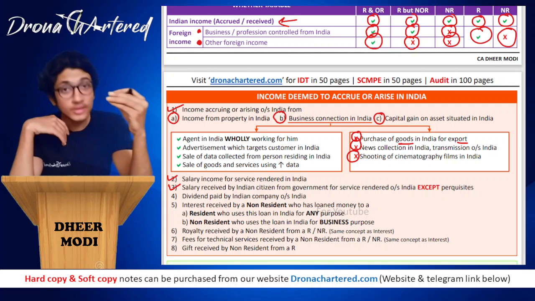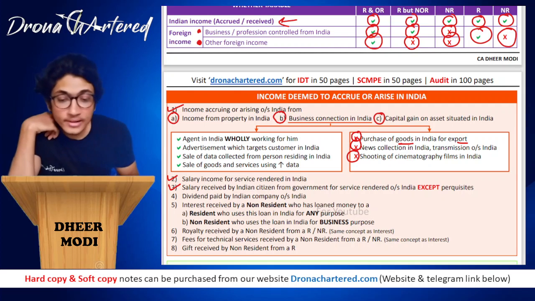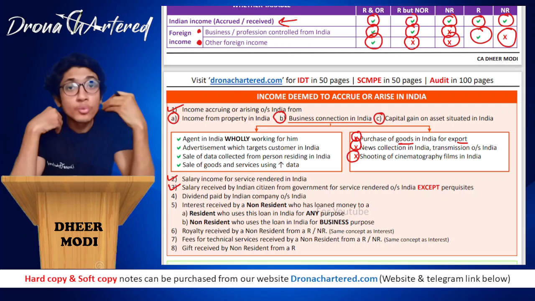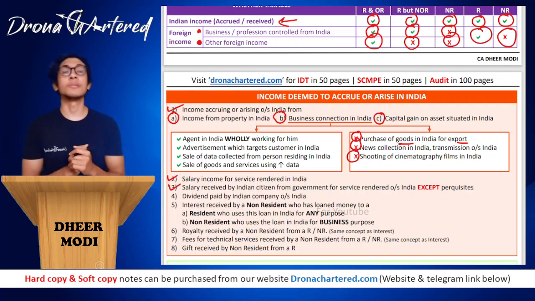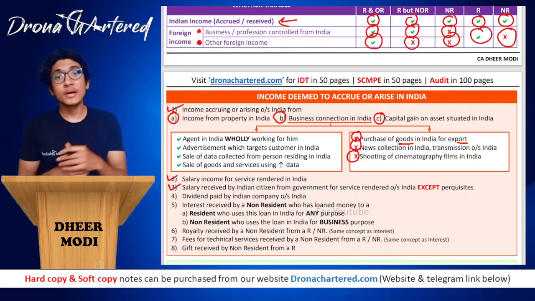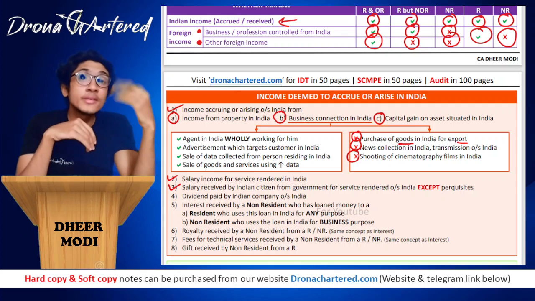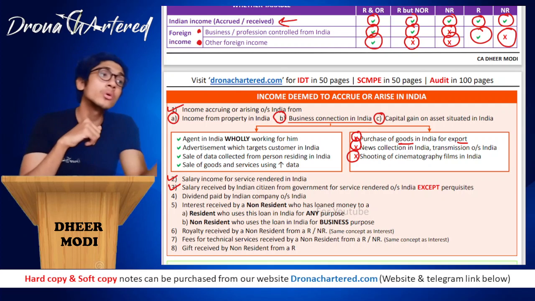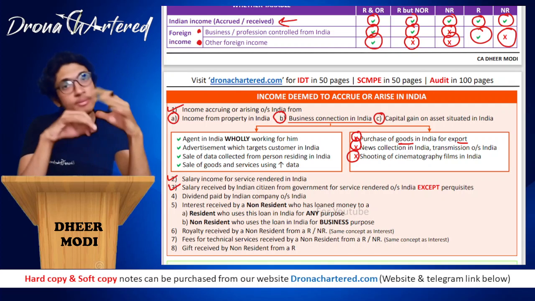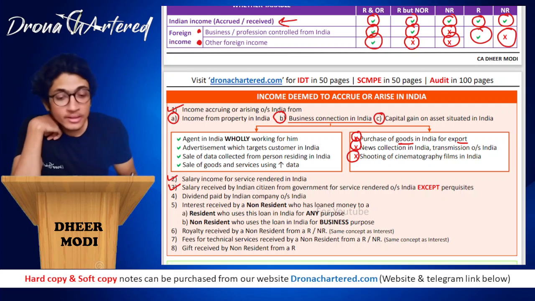Next is salary received by Indian citizen from the government for services rendered outside India. So if any government employee goes outside India, whatever we are paying him for the services he is rendering outside India, for example, if he goes to some embassy, we will still be paying him salary outside India. Even though we are paying this salary outside India, it will still be treated as income deemed to accrue or arise in India. Even though he has stayed outside to earn it, it will still be considered as income deemed to accrue or arise in India. Except perquisites.